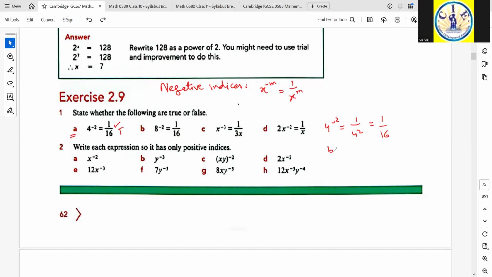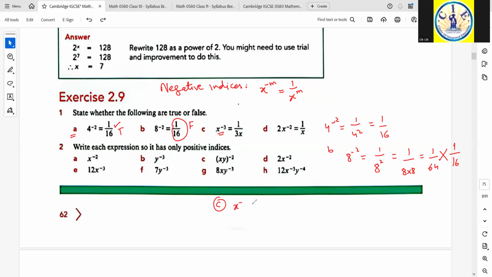Now part B, 8 raised to power negative 2. It can be written as 1 divided by 8 raised to power 2. And 8 raised to power 2 means 8 times 8, that is 64, which is obviously not equal to 1 by 16 as is the given right hand side. So this is false.